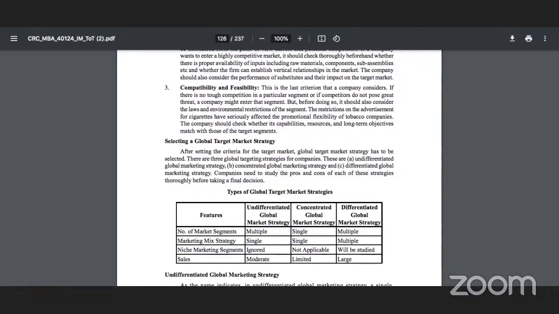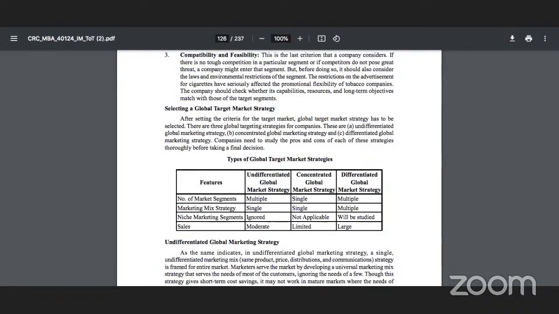But over a period in time, the companies may understand that those countries are also becoming more stringent in their rules and regulations about tobacco use. For example, in the US, you see there's a lot of promotion of cigarettes or use of tobaccos outside their own country as well.